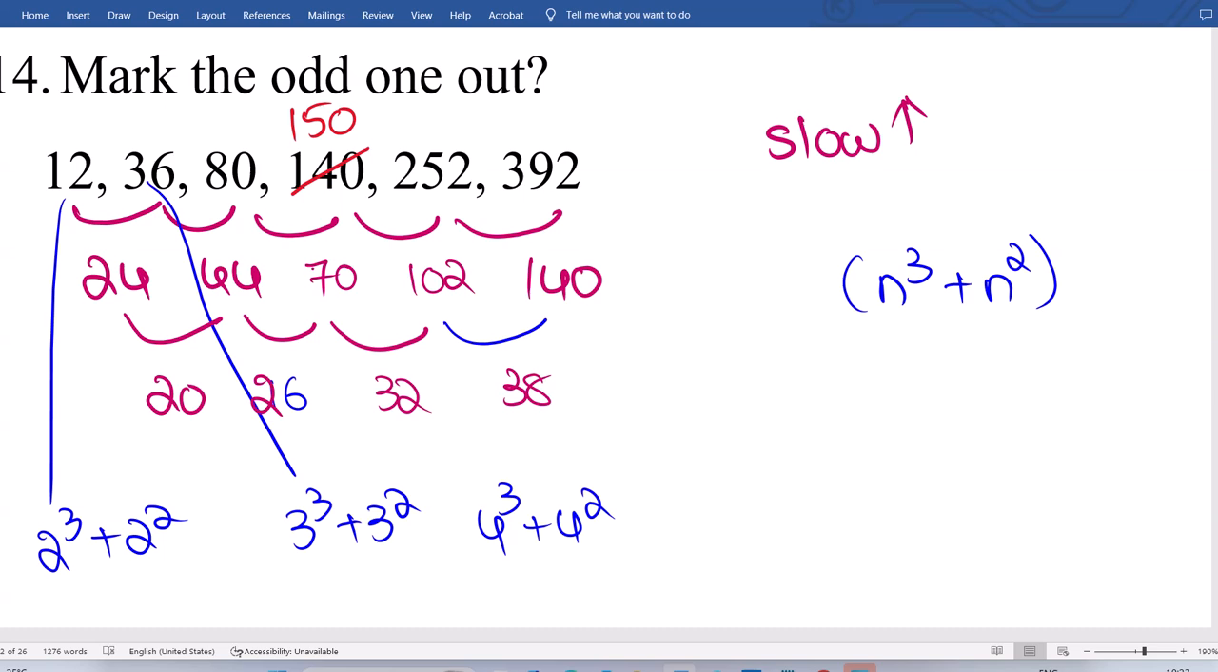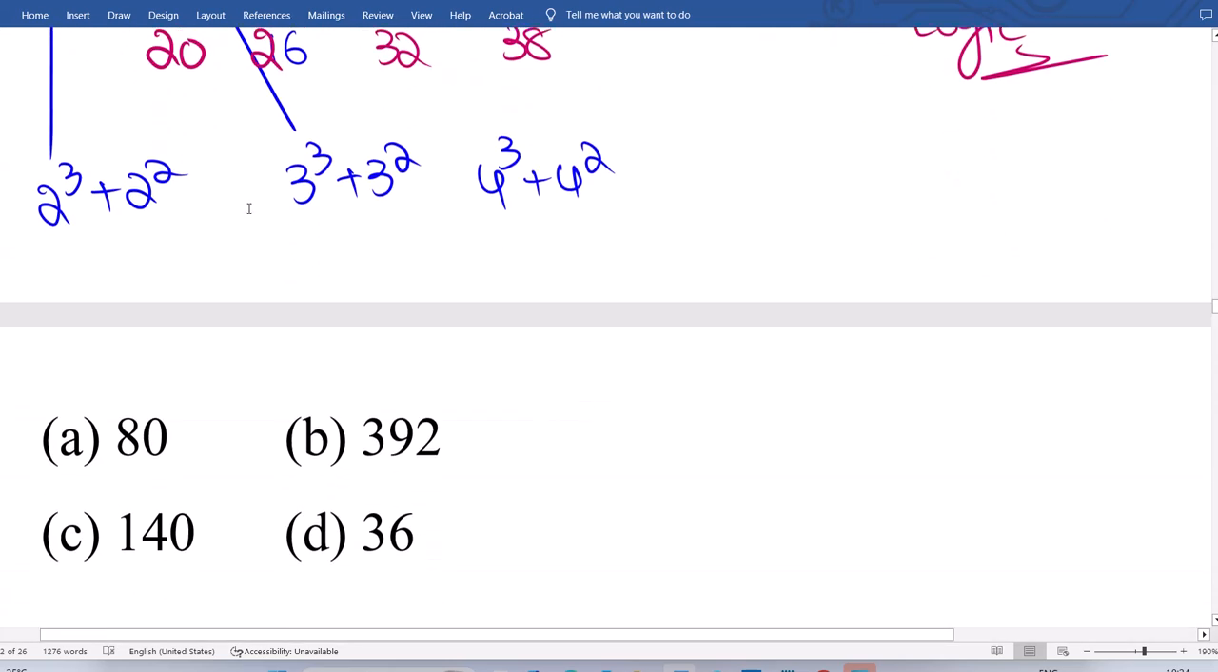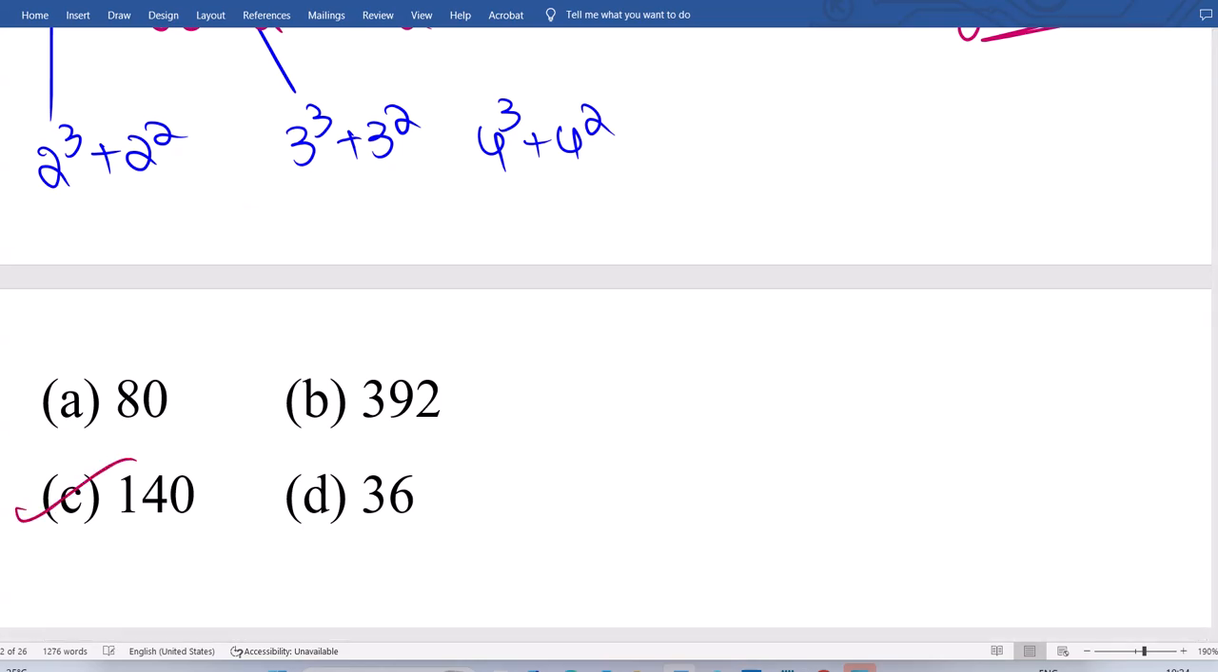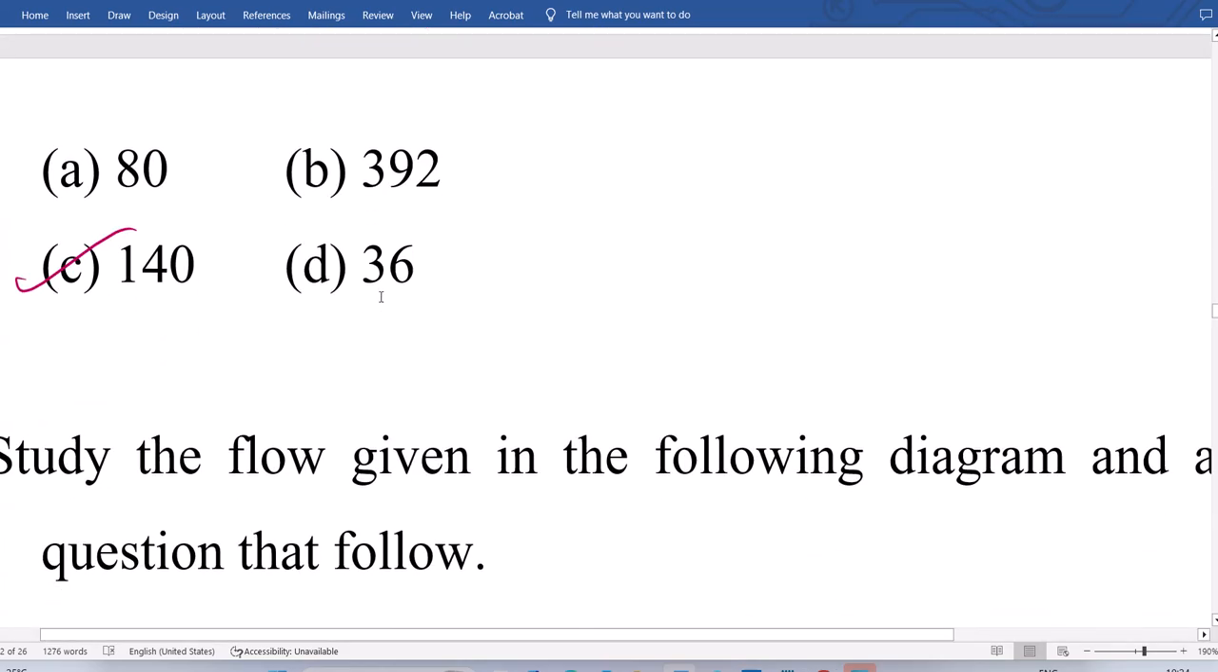Typical logic: n cube plus n square logic. The problem term 140 should be replaced by 150. Only one term is wrong here. Okay, n cube plus n square logic is very difficult. Cubes logic is not that easy, so focus on cubes. You may feel cubes series are very easy, but now you observe.